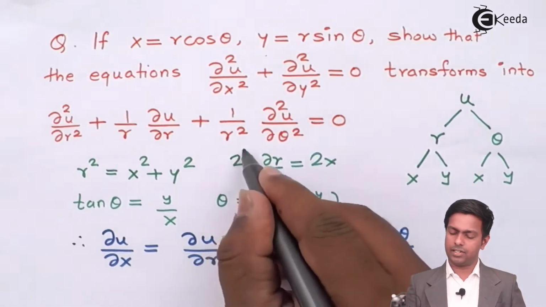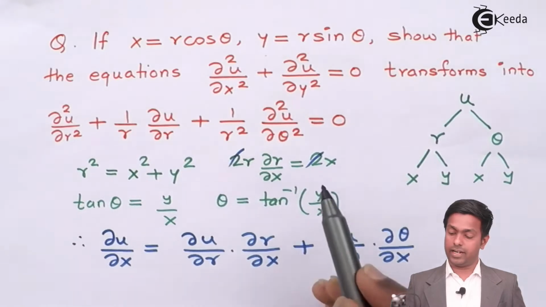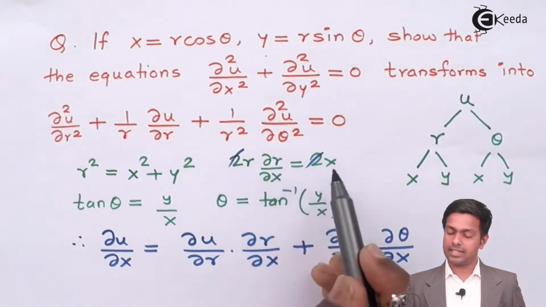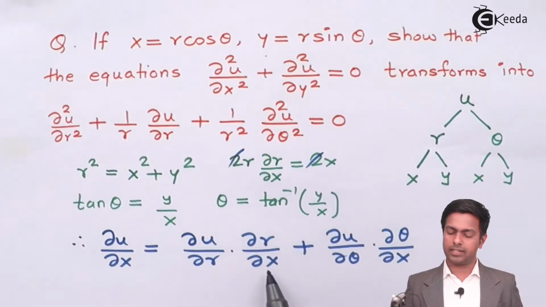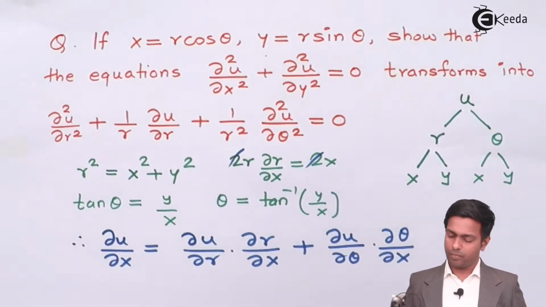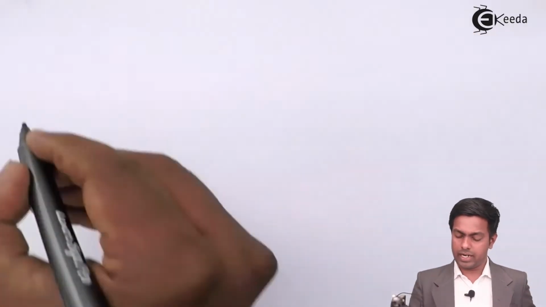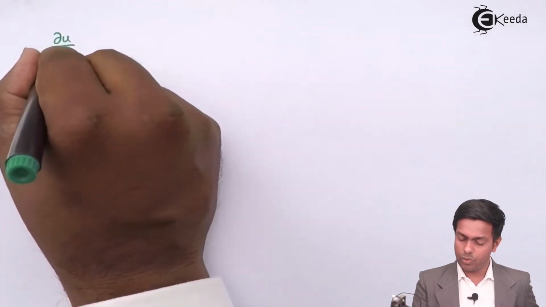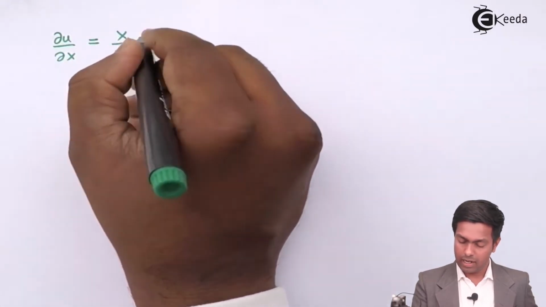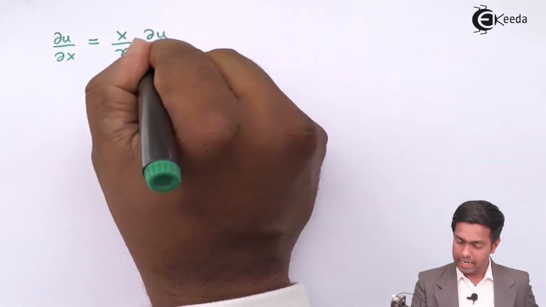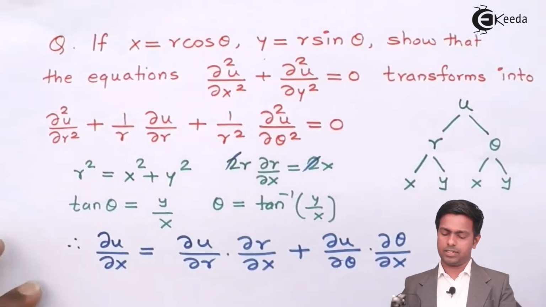And we can cancel this to both sides, and we'll get the value of ∂r/∂x as x upon r. So guys, we'll get the value of ∂r/∂x as x upon r. So here we can write, or we'll write it on the new page. Therefore the value of ∂u/∂x is equal to x upon r ∂u/∂r. So this term will remain as it is.